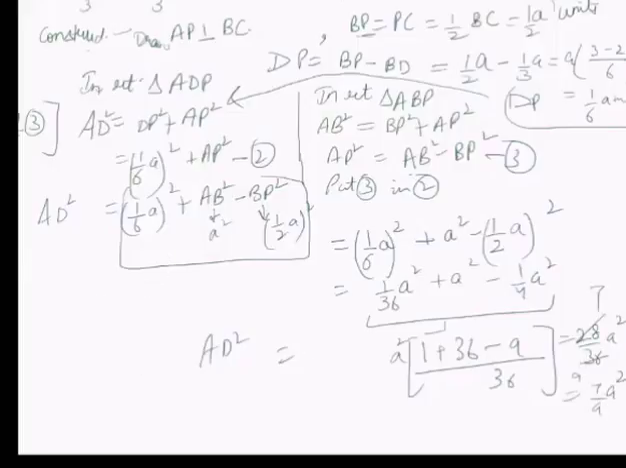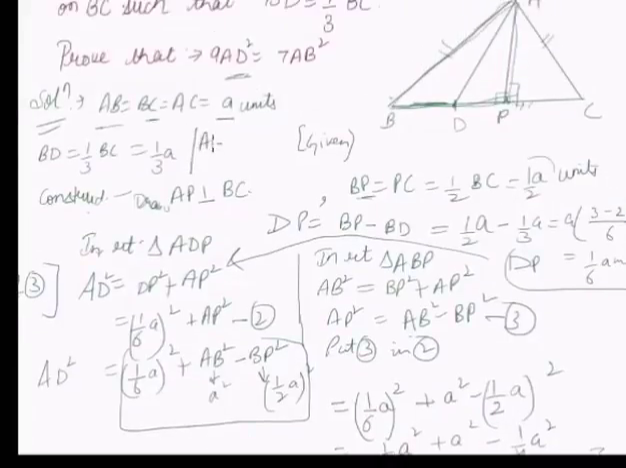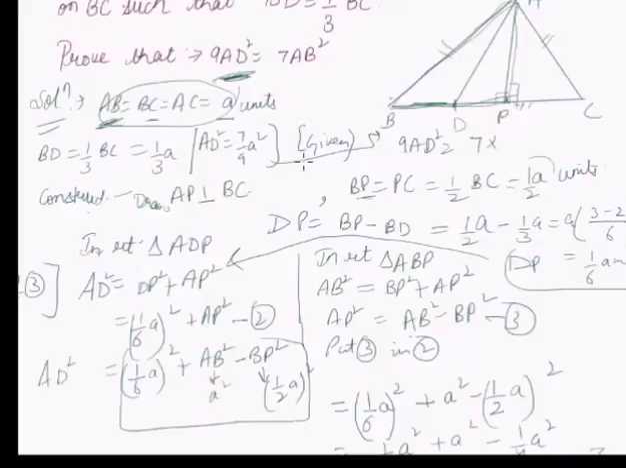So we have achieved AD square as 7 by 9 A square, but we need AD square as some term of AB square. So we can substitute from this equation A as AB. So finally we have 9 AD square is equal to 7 into, in place of A square we can write AB square, which is the required to prove part. Hence the given equation in the to prove part has been proved.